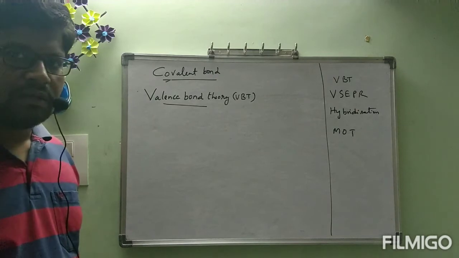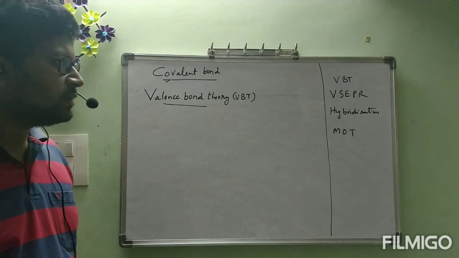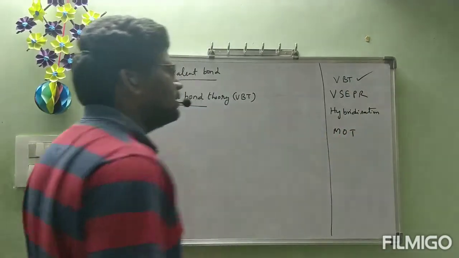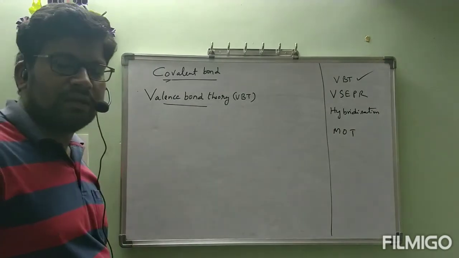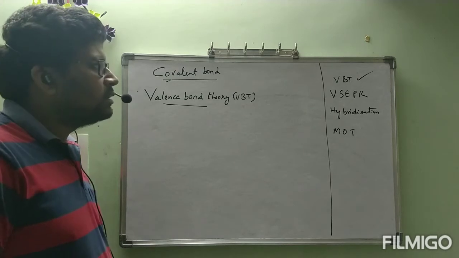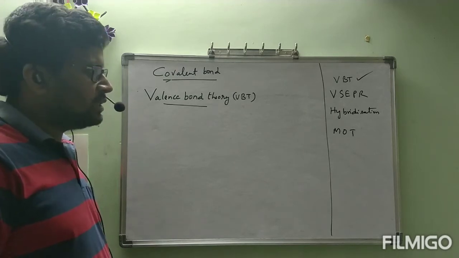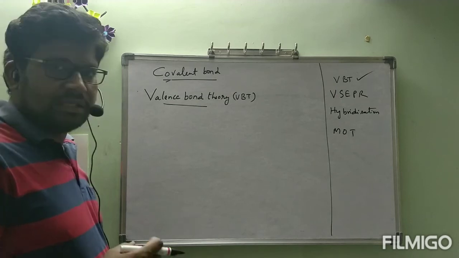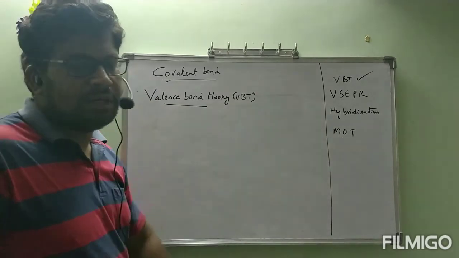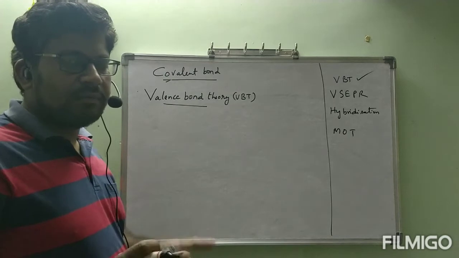Valence bond theory, VSEPR, hybridization, MOT. So we are in the first stage. Valence bond theory we have started. So these 4 theories are there. Every theory takes 2 or 3 days. Hybridization will take a little bit more time. Like that, theory wise we will go through and complete the covalent bond.